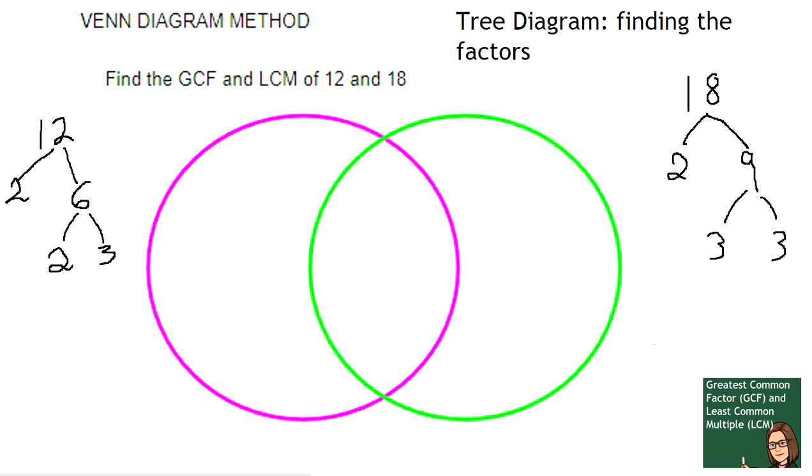Now I'm going to look at this and see what is similar. I can see there's a 2 here and it matches this 2 here. So that means it will go in the center because it's part of both of them. Then I look and I see that there's a 3 here, and there's a 3 here, and so they match up, so that's going to go in the middle right there. And then I look and I see that over here, there's a 2 all by itself, so the 2 is going to go all by itself here.